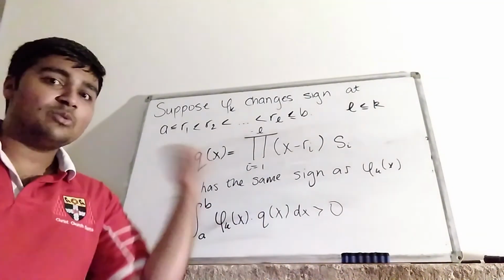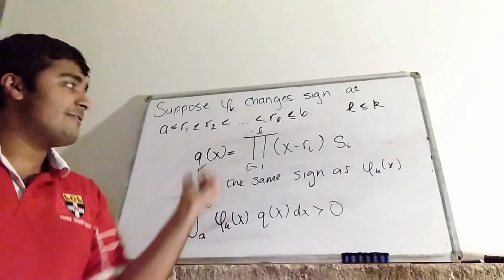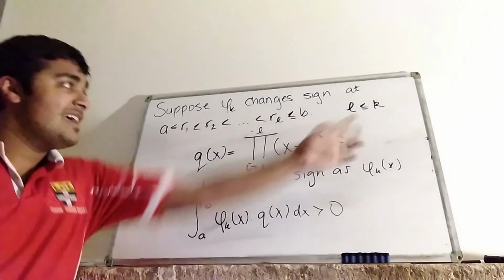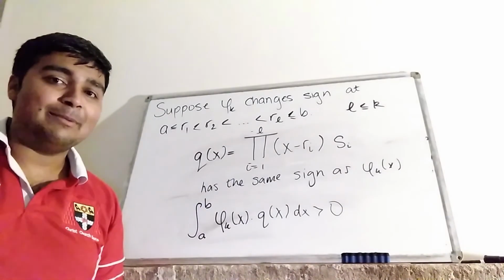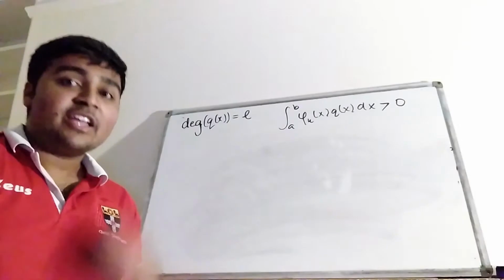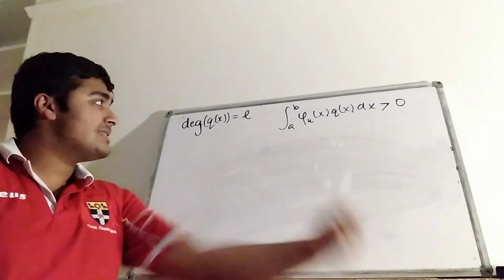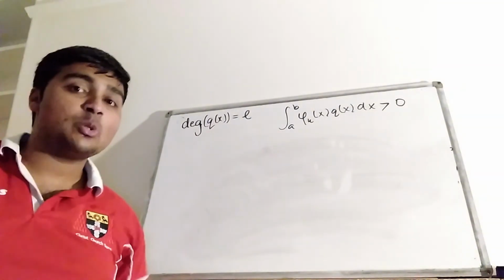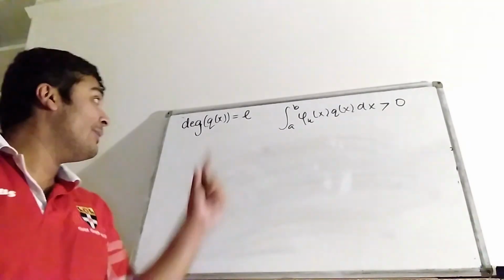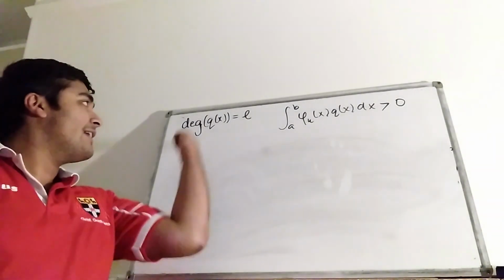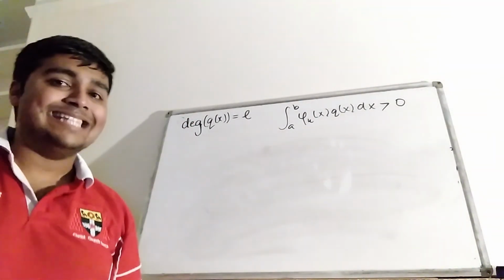Now what we're going to do is use our previous mini-lemma to finally arrive at a conclusion about Q, and then we can deduce that L is bigger than or equal to K, and then we'll be done with our lemma. Okay, so I just proved that the integral from a to b of phi k of x times q of x dx is greater than 0, but in particular it's non-zero, and also by definition of q of x we can see that the degree of q is L.